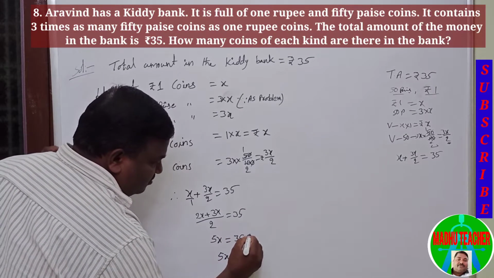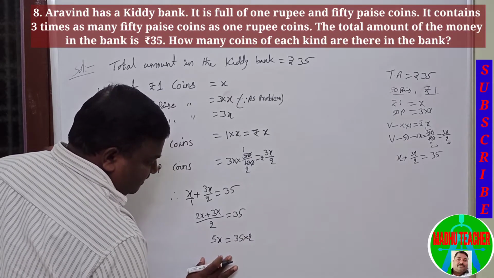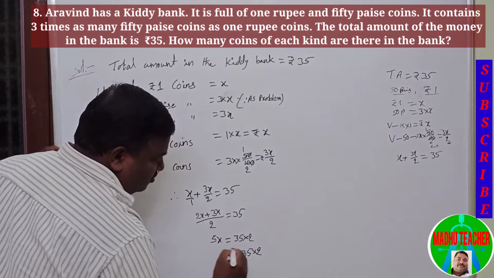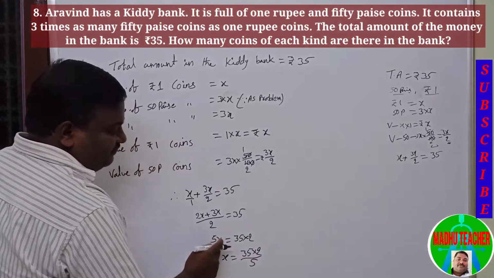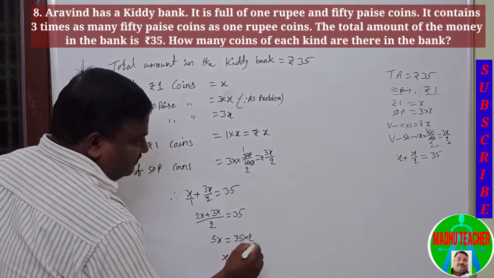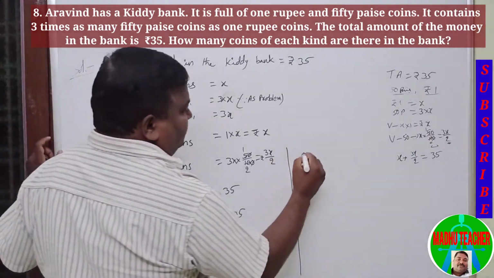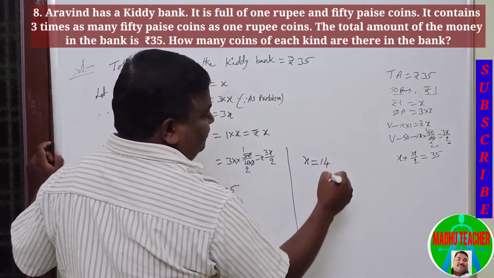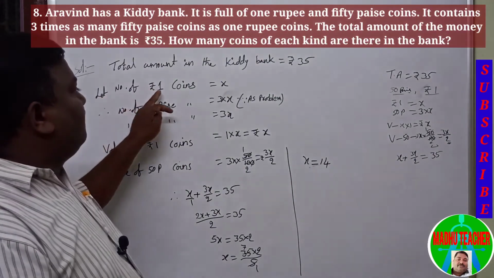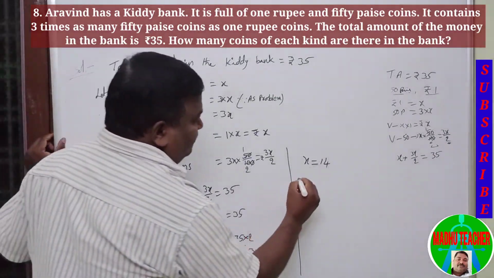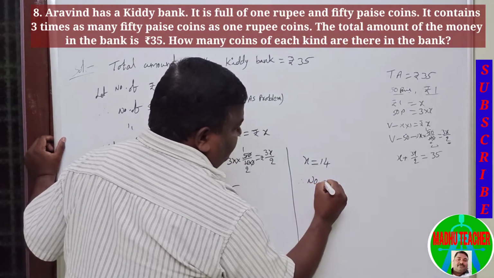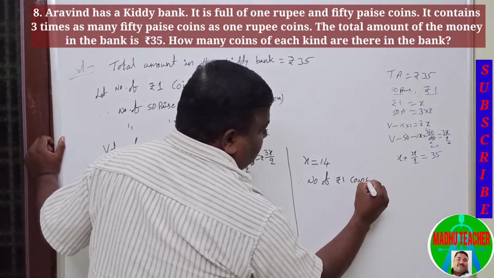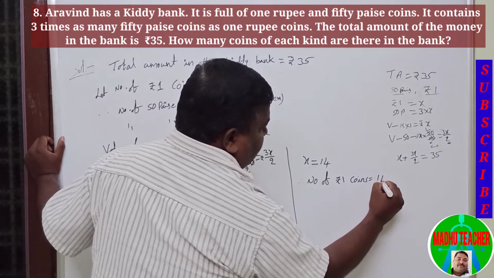5x equals, okay, x equals 35 into 2 by 5. 5 ones are 5, 5 sevens are 35. So x equals 7 twos are 14. What is x? Number of 1 rupee coins. Therefore, the number of 1 rupee coins equals how much? 14.